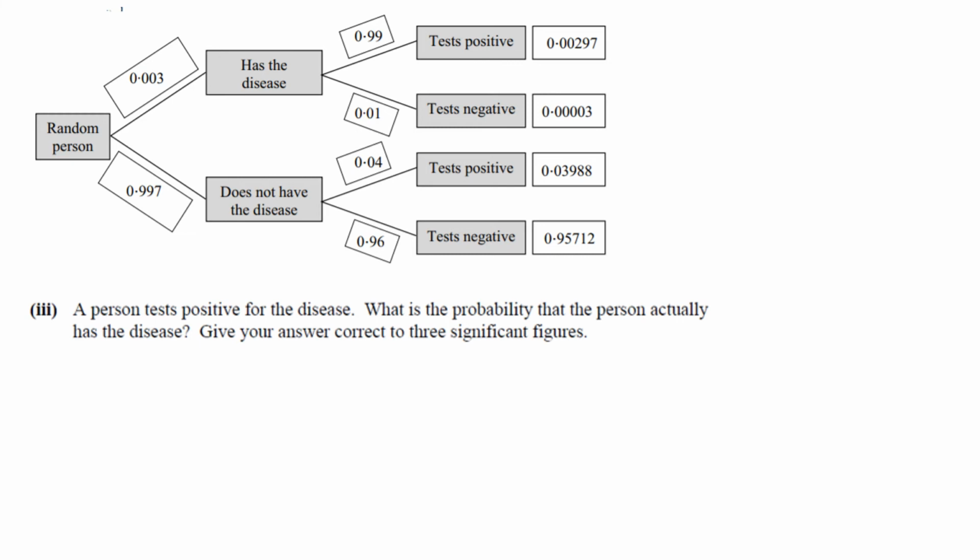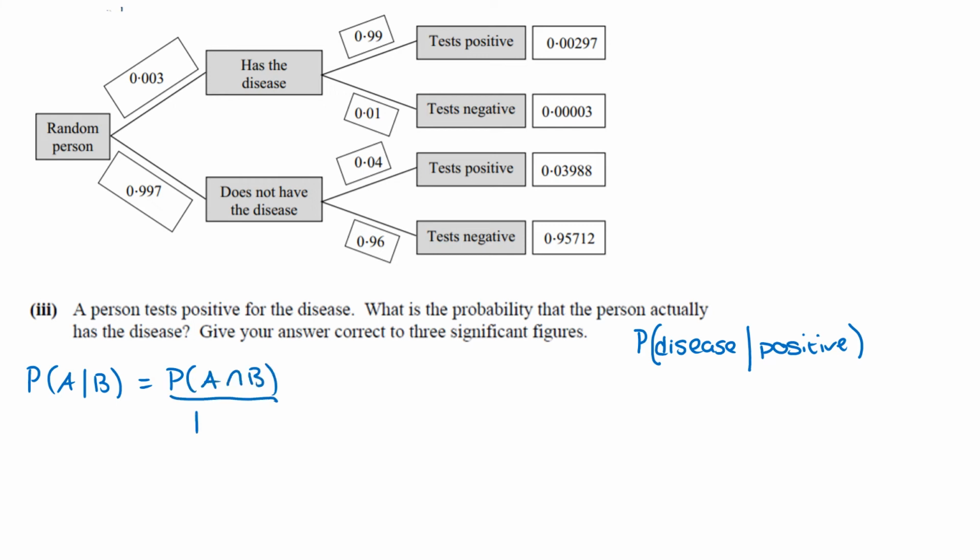So a person tests positive for the disease. What's the probability that the person actually has the disease? So what we're being asked is the probability that a person has the disease given they test positive. So this is actually a conditional probability. So we're going to just work with the conditional probability formula. Remember, this is not in the log tables. You need to know this off by heart. Probability of A given B is the probability of A and B all over the probability of B.